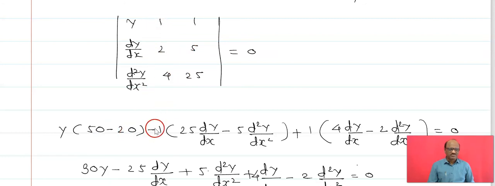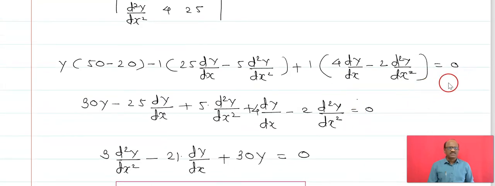Middle term minus 1 times the product of dy by dx into 25, that is 25 dy by dx, minus 5 into d2y by dx square, plus 1 times the product of 4 into dy by dx, minus 2 into d2y by dx square, equals 0. Again, if we simplify, 50 minus 20 is 30y, minus 25 dy by dx, plus 5 d2y by dx square, plus 4 dy by dx, minus 2 d2y by dx square, equals 0.